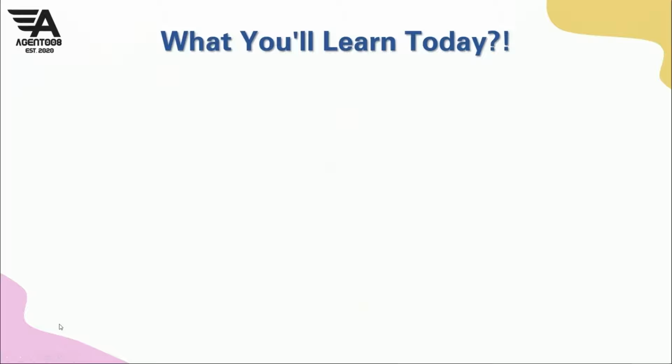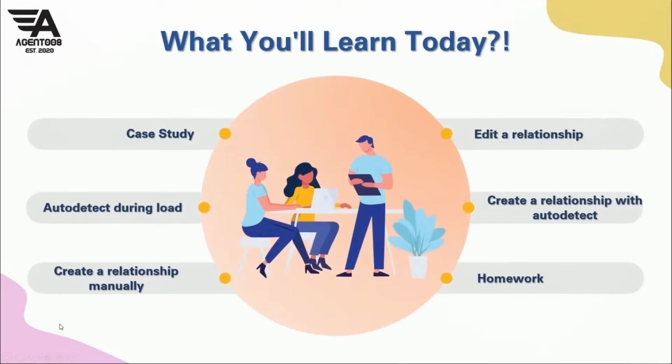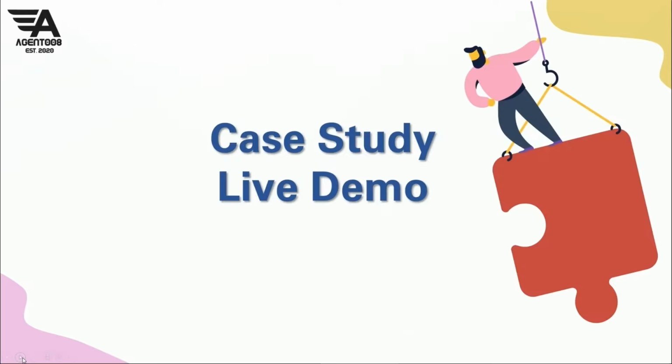Okay, so what we will learn today, we will focus on how we can edit a relationship and what the difference is between auto detect and manual relationships. And also we will learn by ourselves how we can do the auto detect during load, how we can create a relationship with auto detect, and how we can create a relationship manually. Also, I will be assigning you a homework. I will also add the homework in the comments part within the meetup. So let's start with the case study.